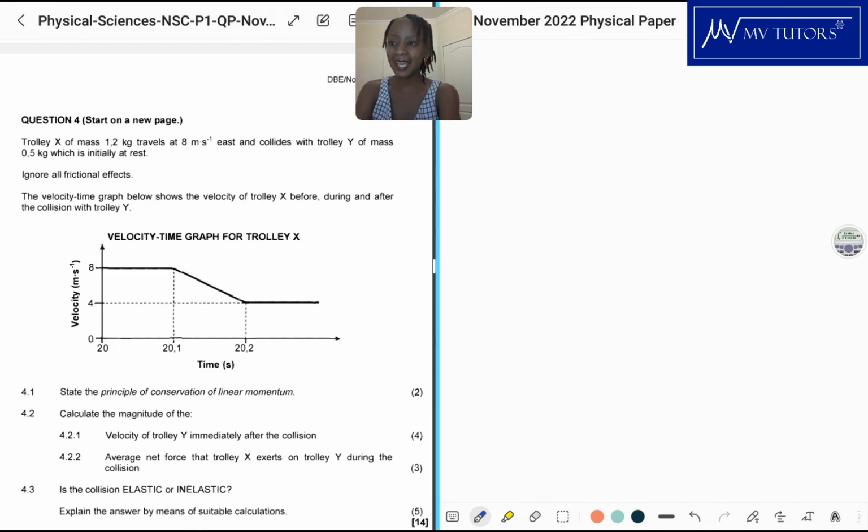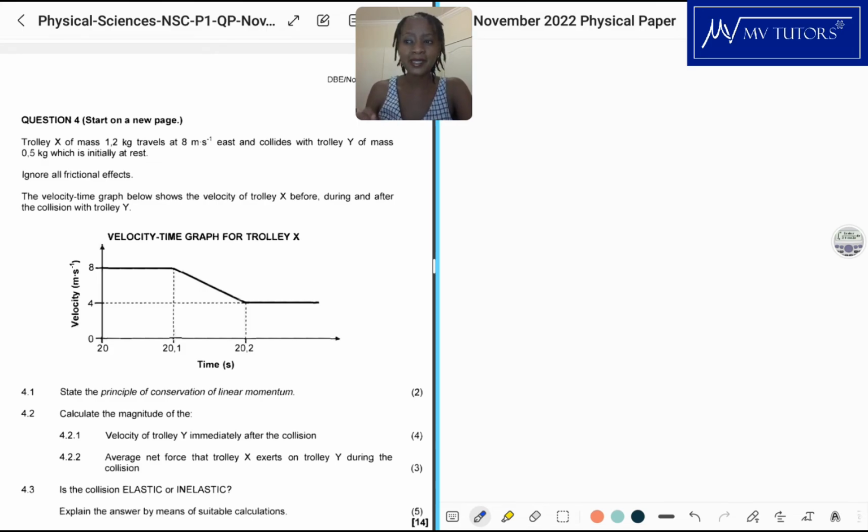Okay, so trolley X of mass 1.2 kilograms travels 8 meters per second east and collides with trolley Y of mass 0.5 kg, which is initially at rest. Ignore all frictional effects. The velocity time graph below shows the velocity of trolley X before, during, and after the collision with trolley Y. And we can see that, right?